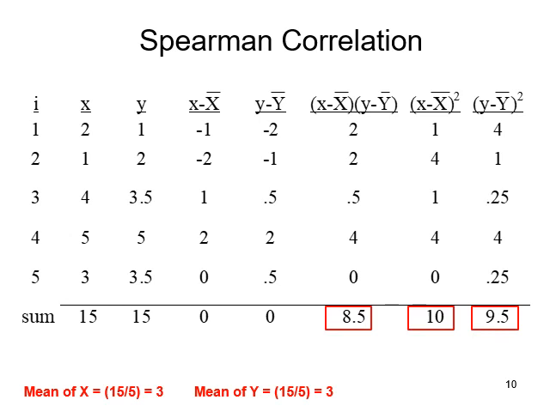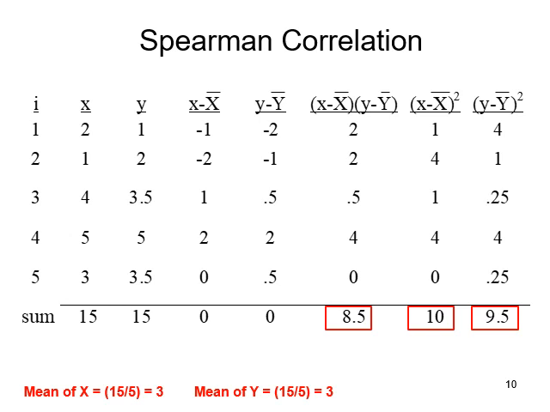In this case, if we look at x, 2 plus 1 plus 4 plus 5 plus 3 is 15. And we're going to see the same on y because both of them are no longer on the original scale, they're just rank ordered. 15 divided by 5 is 3, so that's our mean. So we're basically going to take each person's rank ordered score and minus the mean. We're going to get those values, run through the table, and get our sums of squares for x and y, and our sum of products.